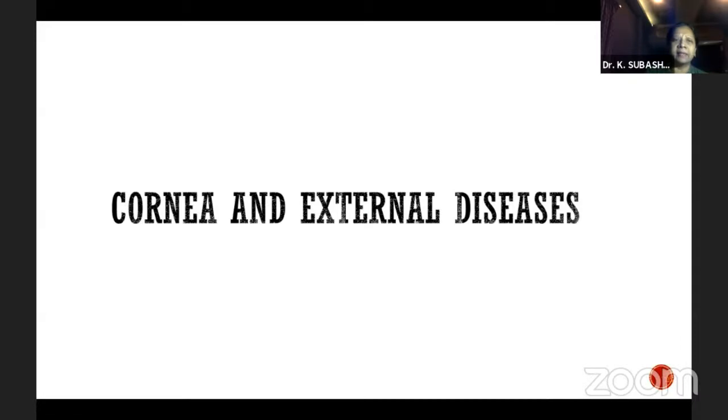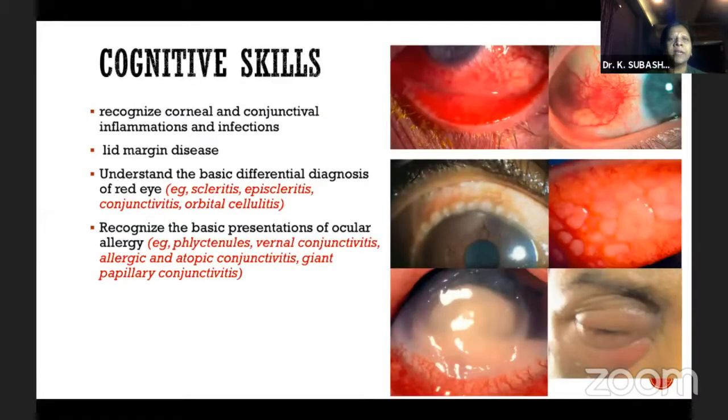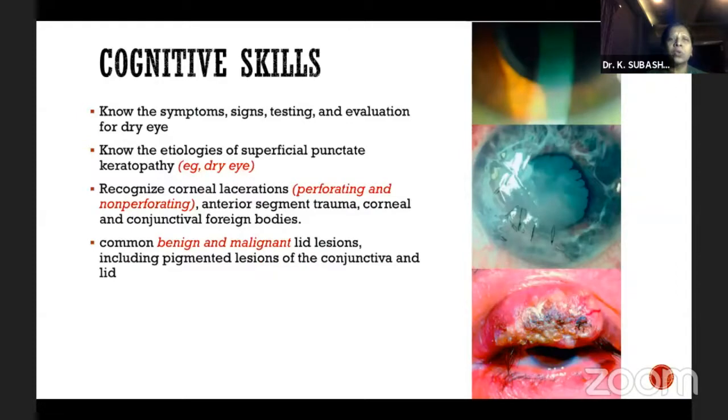Moving on to cornea and external diseases, the cognitive skills that the trainee should have: should be able to recognize corneal and conjunctival inflammations and infections, the bacterial and fungal corneal ulcer, the lid margin disease, understand the basic differential diagnosis of red eye, recognize the basic presentations of ocular allergy, and also know the symptoms, signs, testing, and evaluation for dry eye, the etiologies for SPK, recognize corneal lacerations, anterior segment trauma, corneal and conjunctival foreign bodies, and then common benign and malignant lid lesions, including pigmented lesions of the conjunctiva and lid.